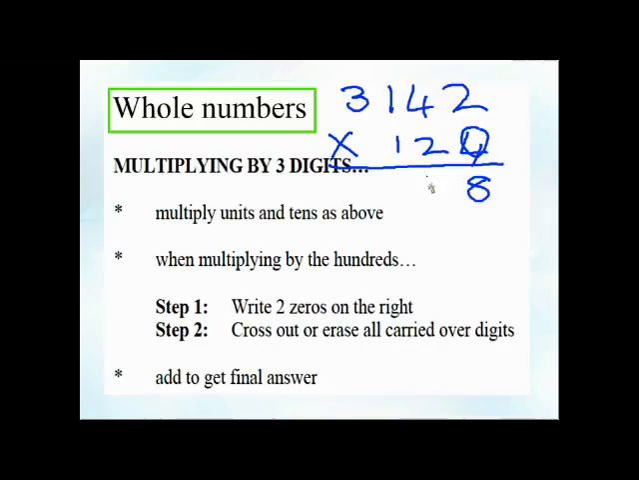4 times 4 is 16. Carry 1 over. 4 times 1 is 4. 4 plus 1 is 5. And 4 times 3 is 12. So 12, and the 3 plus the 2 gives me 15. There's our first one. Now when we go to the tens, we add a 0.